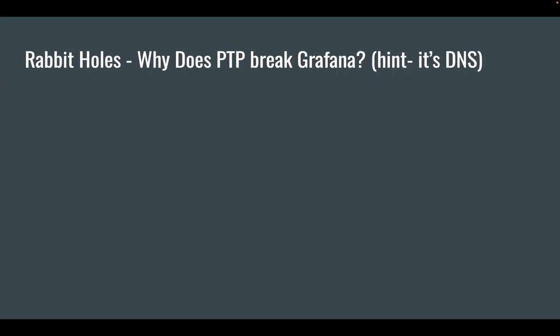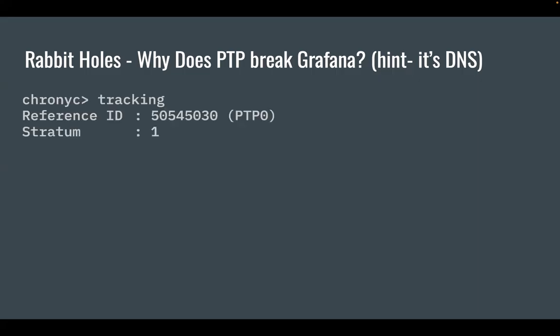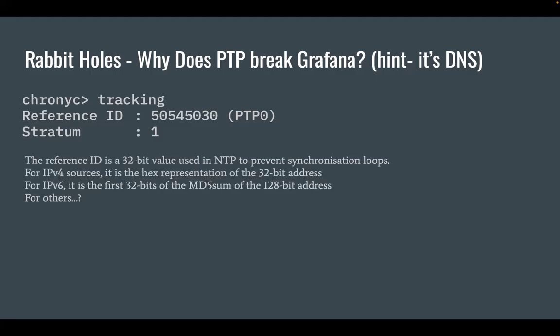So what did I eventually find? Well, Chrony and NTP does this as well. It keeps track of its upstreams using a reference ID in order to prevent timing loops. This is the output of the chronyc tracking command when it's synced to the PTP clock. The reference ID is a 32-bit hex value, in this case 50, 54, 50, 30. And it is indicating it's a Stratum 1 server.